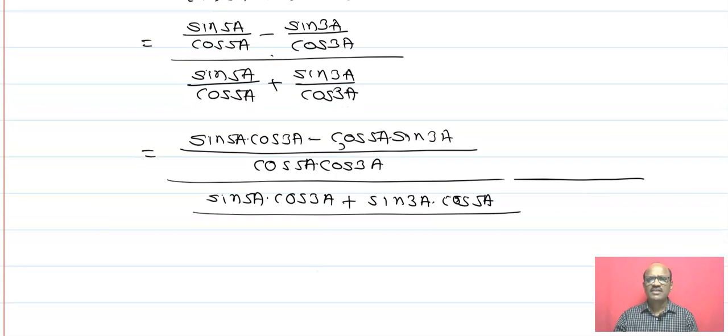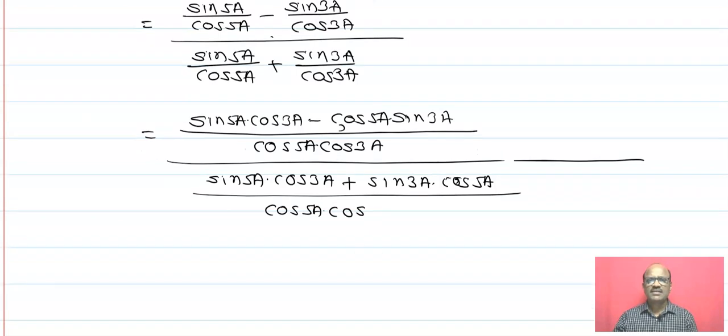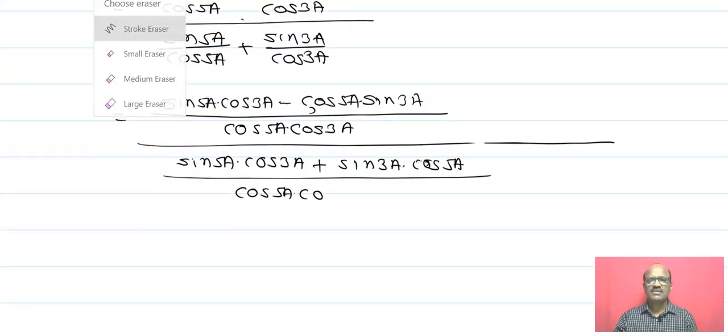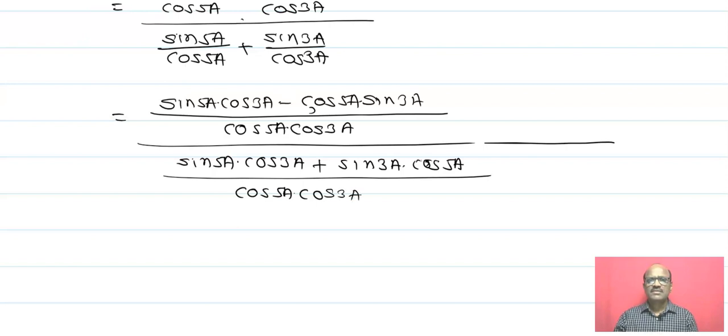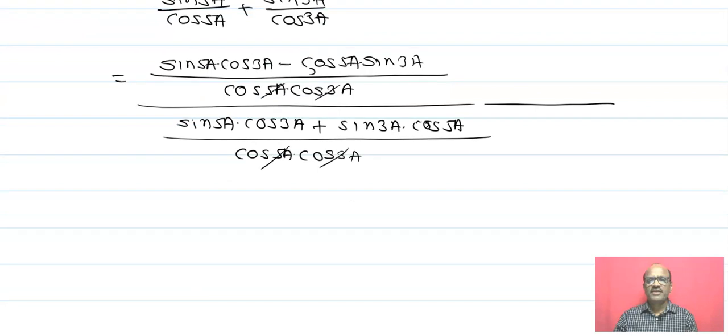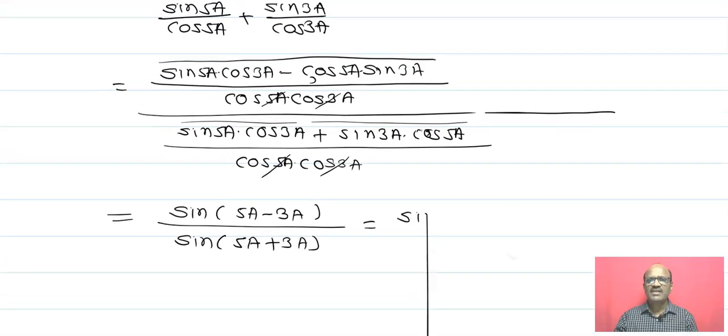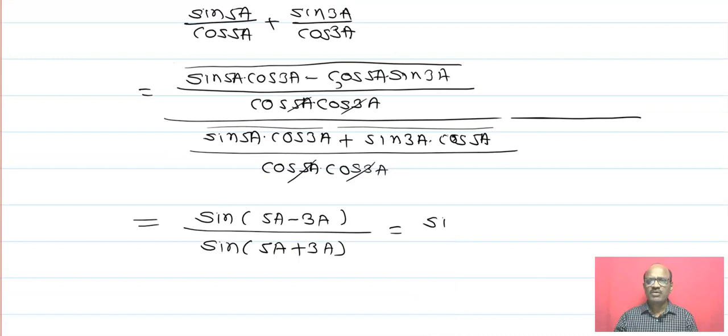Now in the numerator and the denominator, the terms cos of 5a into cos of 3a get cancelled. Now see this, sin of 5a into cos of 3a minus cos of 5a into sin of 3a is the expansion of sin of 5a minus 3a, and in the denominator it is sin of 5a plus 3a. Therefore, it is sin of 2a upon sin of 8a.